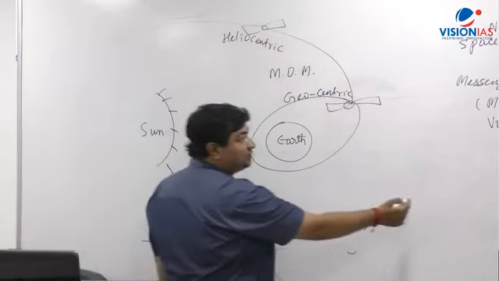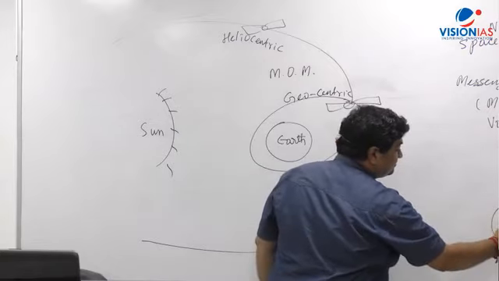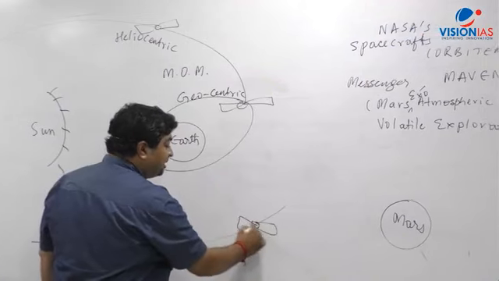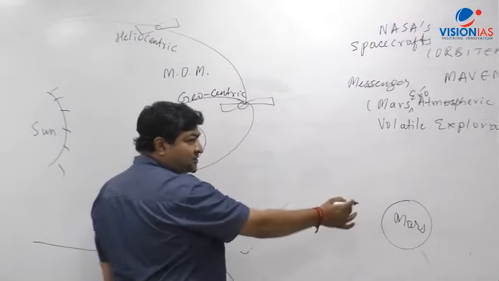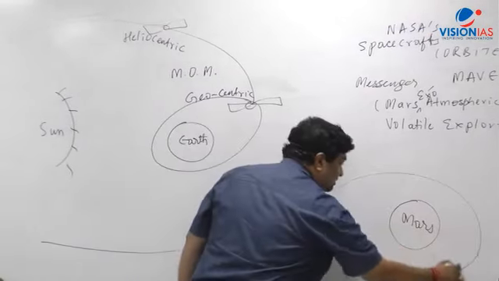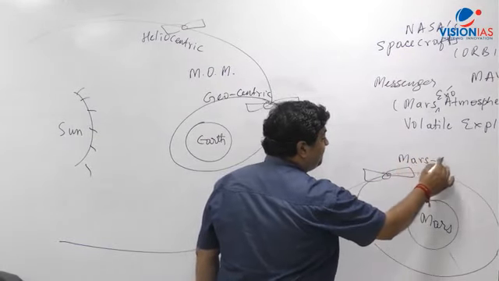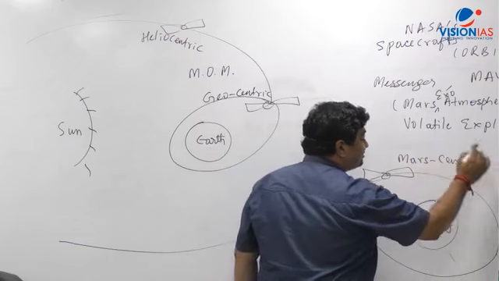And when it came near to Mars, right? When the spacecraft was near to Mars, we gave another thrust to be captured by Mars orbit, Mars-centric orbit. So ISRO is expert at giving jolts.